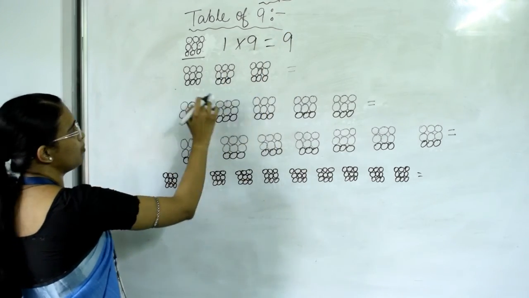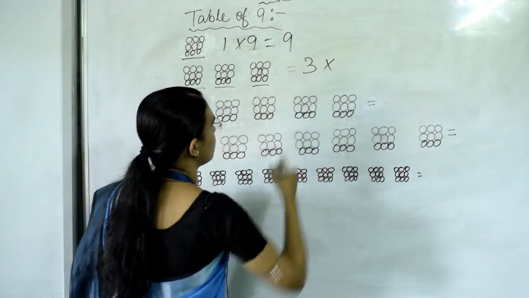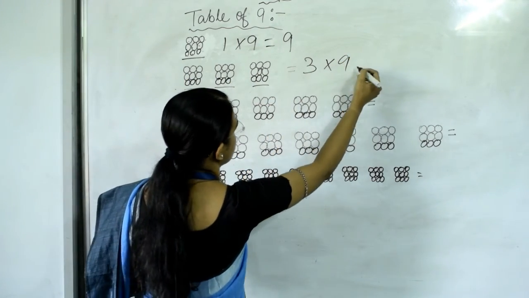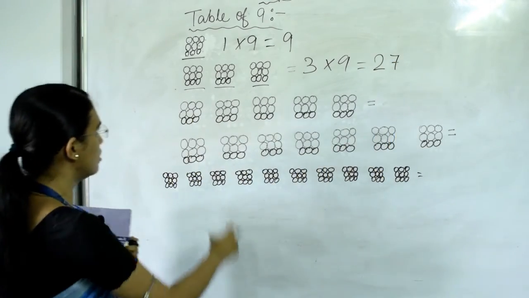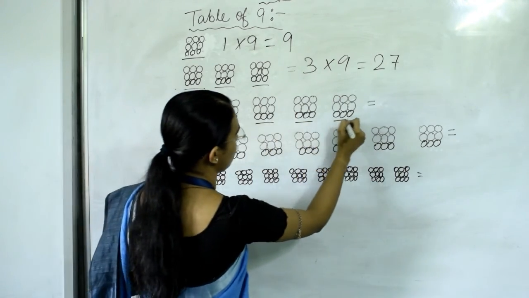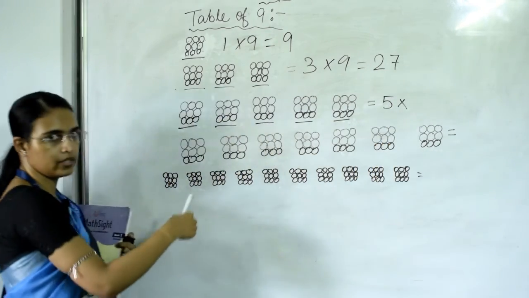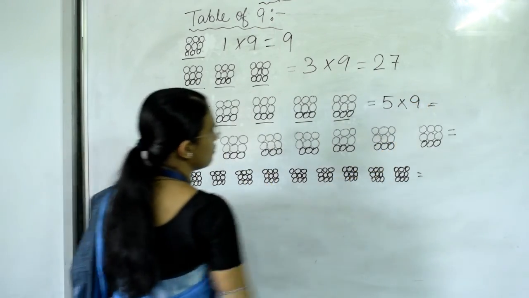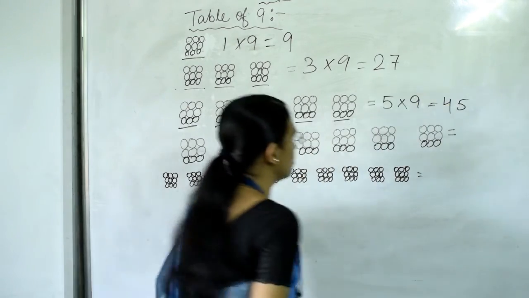Now here how many groups? 1 2 3. 3 groups. So for that we have written 3. Use the multiplication sign and in each group we have 9 balls. So for that we have written 9. So 3 9s are 27. Now in this one how many groups do we have? 1 2 3 4 5. 5 groups. For that we have written 5 and in each group how many balls? 9 balls. So for that we have written 9. So 9 5s are 45.